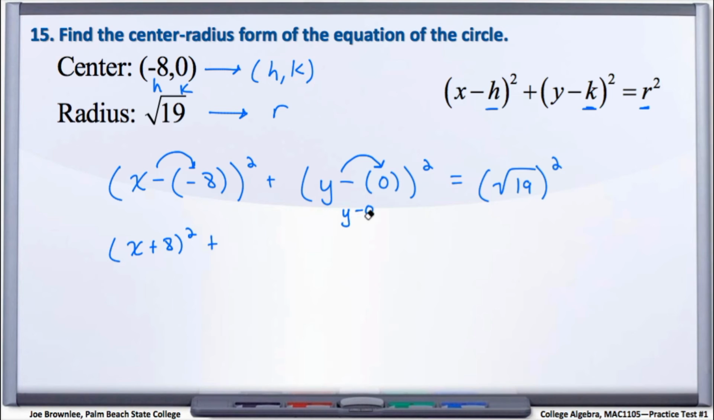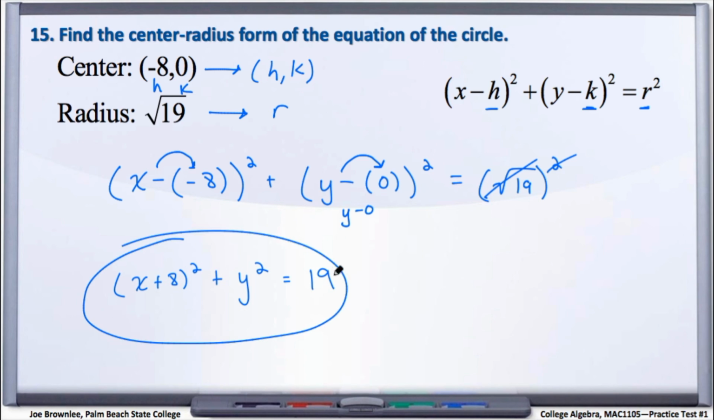Because we're not taking away any value from y, so we can go ahead and just say y squared equals, and now here we have radical 19 squared, the square root of 19 squared. What happens when you square a square root? Well, these things go away, don't they? And so we're left with just a positive 19. And so let me move this down just a little bit. And there we have the center radius form of the circle centered at -8, 0 with a radius of square root of 19.